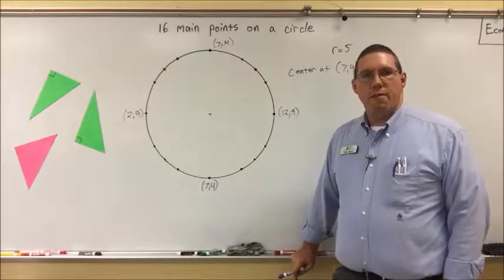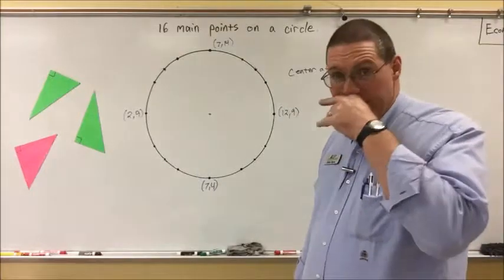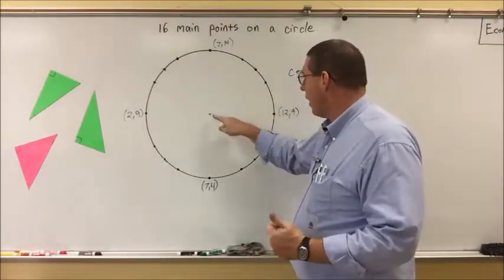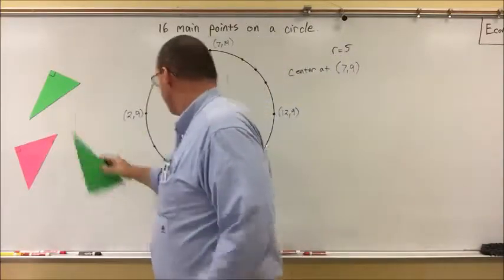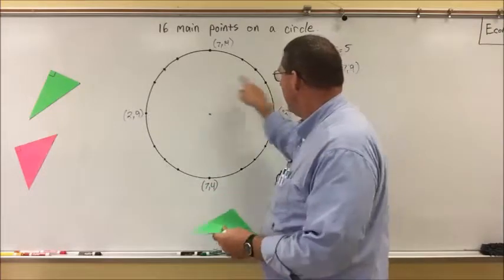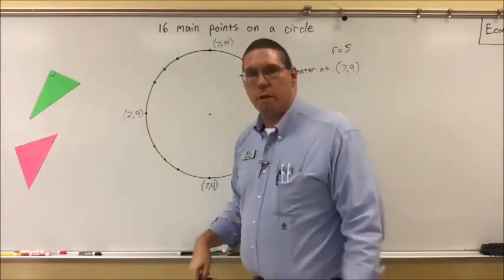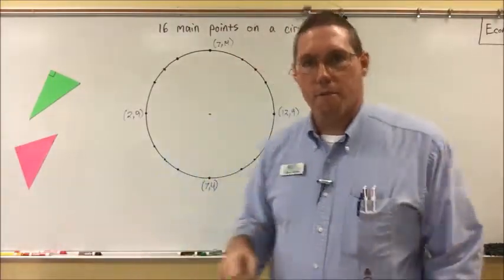All right, folks, in this video what we're going to focus on are 4 more of the points. I call them the points that are at a 30-degree angle from the center. Let me show you what that looks like. See this one right here, this point, and this point, and this point, and this point. All 4 of those points are at a 30-degree reference angle from the center of the circle.